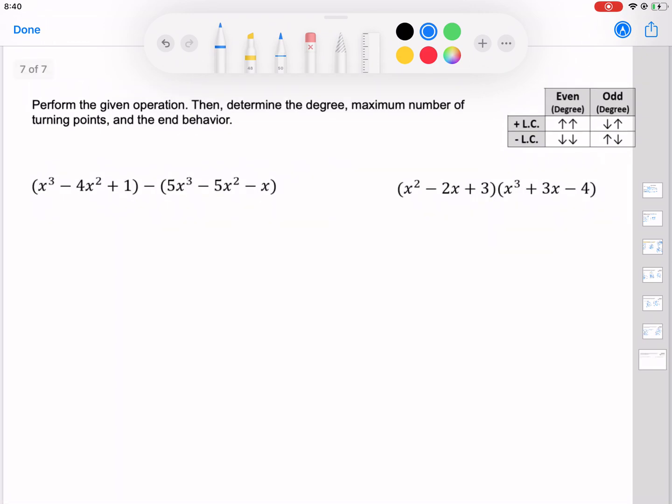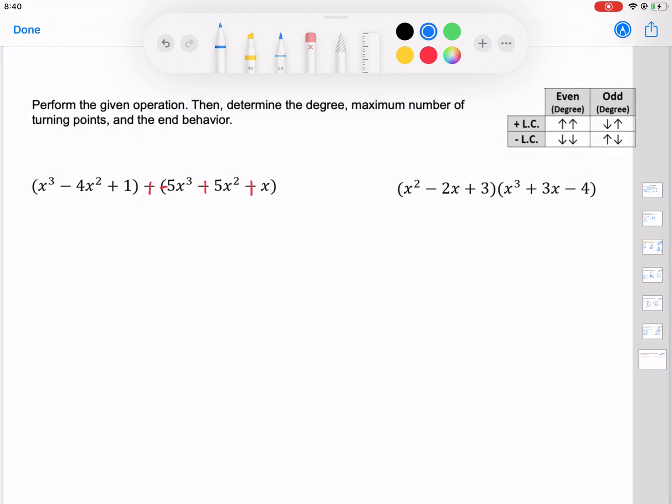And then I'll just do a few more. Subtraction. Just be careful in subtraction. One thing I usually tell people is to distribute the negative in and make it addition. So it'll be a negative 5x cubed, a positive 5x squared, and a positive x. So I'm just switching all the signs. And then I combine like terms.